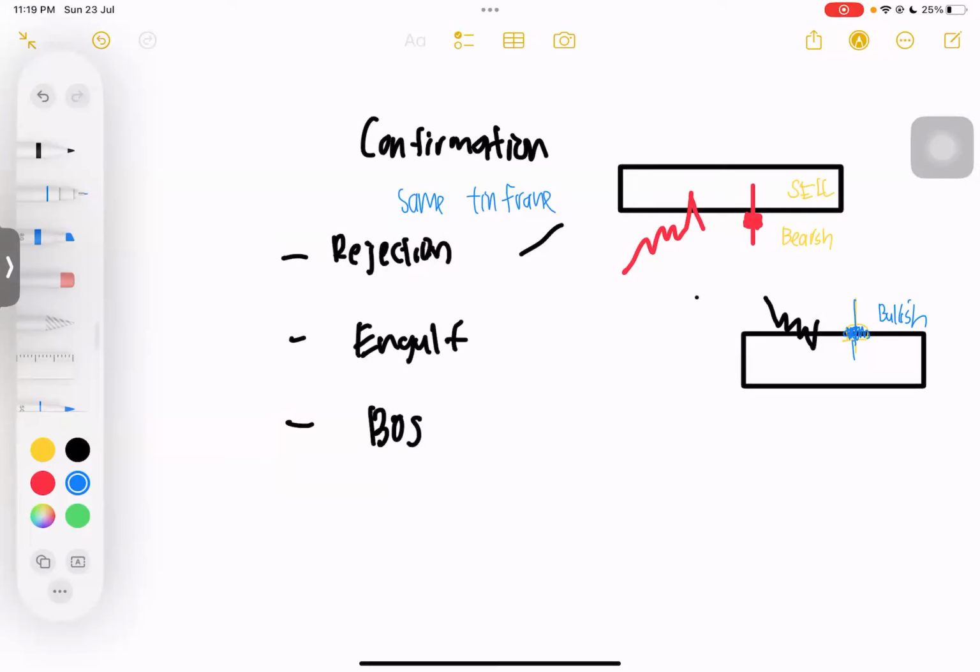Any time frame you can use, but not M1, M5 lah, please. M15 above you can use. Any more questions? Else I will just go to engulfing right now.